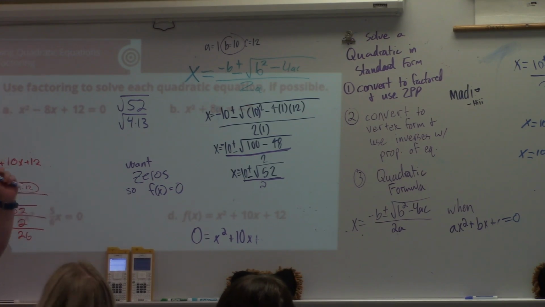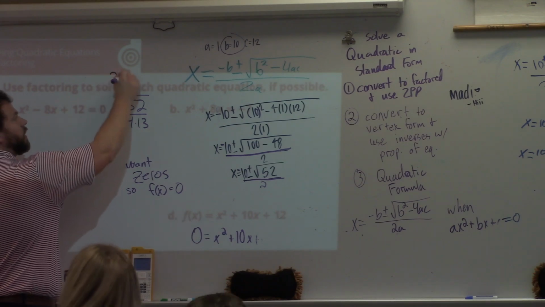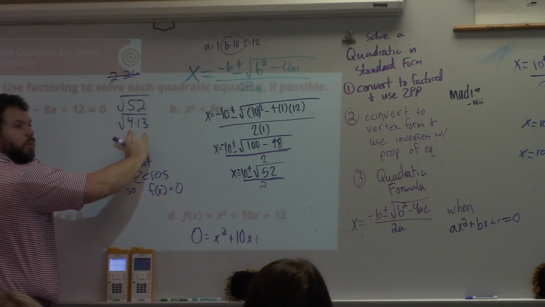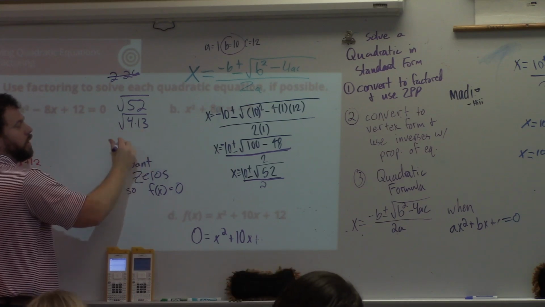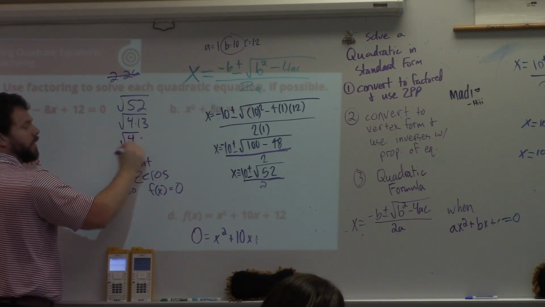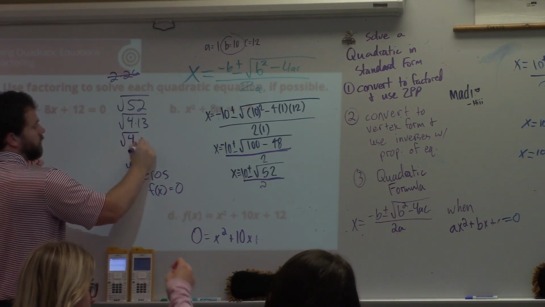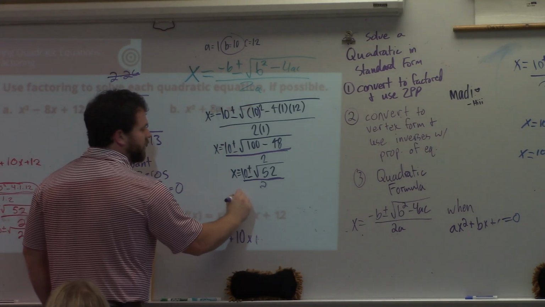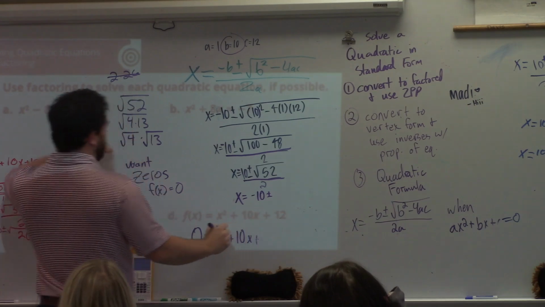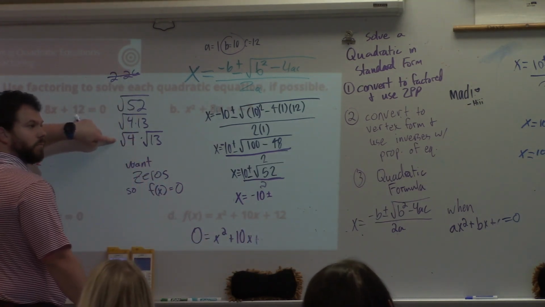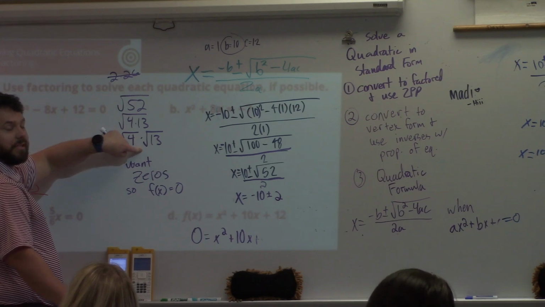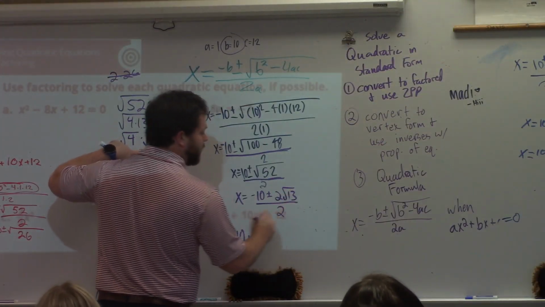The reason why I found these factors is because I could have done 2 times 26, but are either of those perfect squares? But 4 and 13, which one is a perfect square? The 4. So now I can rewrite this as the square root of 4 times what? The square root of 13. So when I look at this, I'm going to rewrite it as, what's the square root of 4? That's 2. What's the square root of 13? Remember, is that a perfect square? No. So I'm going to leave it as the square root of 13, all divided by 2.